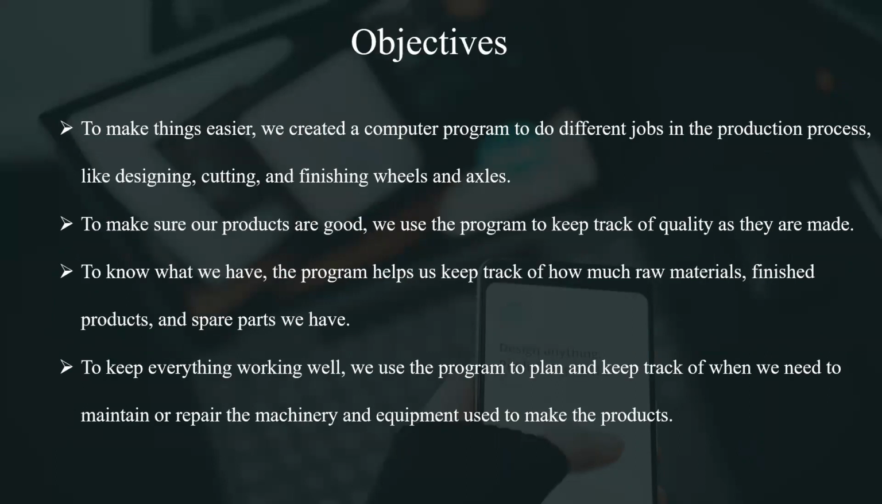Objectives. To make things easier, we created a computer program to do different jobs in the production process, like designing, cutting, and finishing wheels and axles. To make sure our products are good, we use the program to keep track of quality as they are made. To know what we have, the program helps us keep track of how much raw material, finished products, and spare parts we have. To keep everything working well, we use the program to plan and keep track of when we need to maintain or repair the machinery and equipment used to make the product.